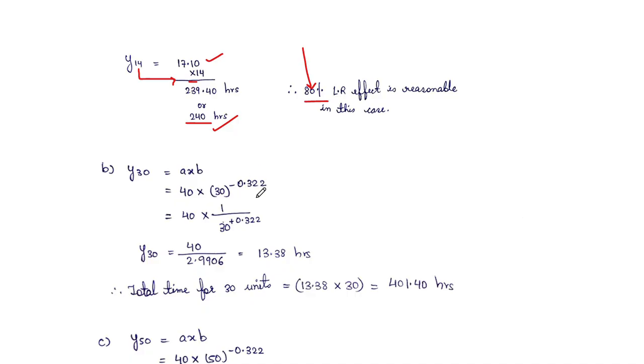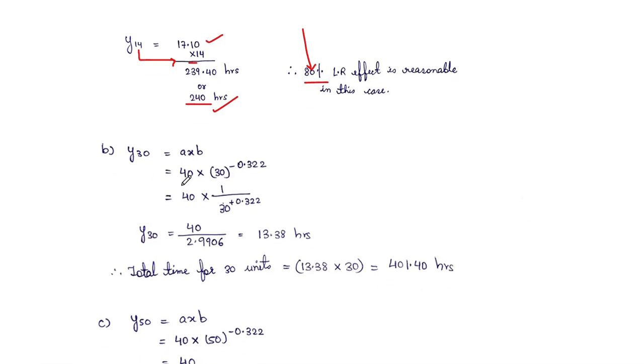But in the question they have asked the total time of the next 20 units. So first we will calculate Y30, then Y50, and we will subtract Y30 from Y50. Let's start. Y30, A x to the power B. The value of A is 40 into, now we will consider x30 because we are finding the Y30 value. So the value of x will be 30. 30 to the power minus 0.322.